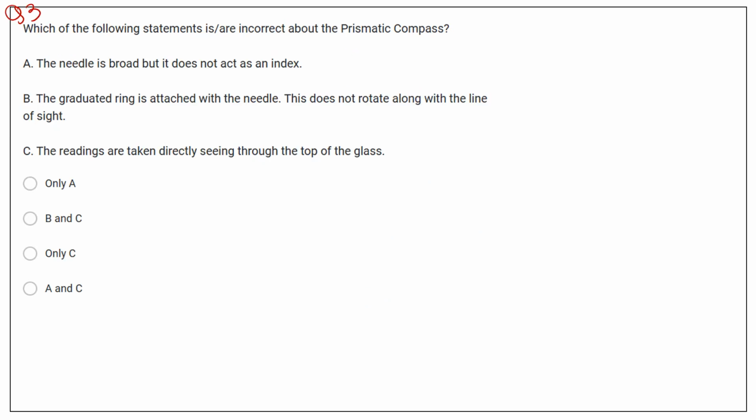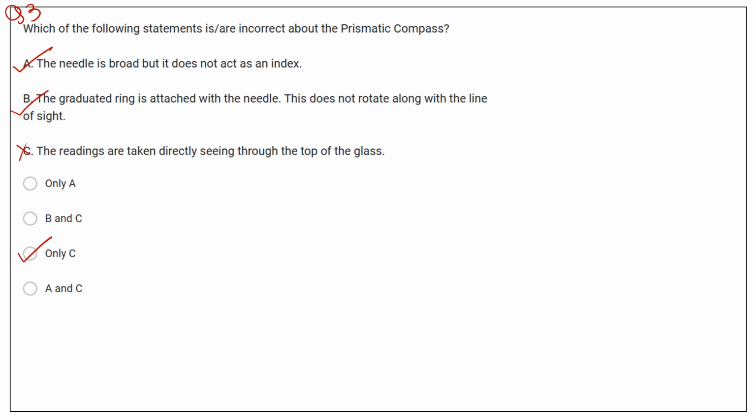Third question. Which of the following statements is or are incorrect about the prismatic compass? So first statement is the needle is broad but it does not act as an index. So first statement is correct. Second, the graduated ring is attached with the needle and this does not rotate along with the line of sight. This is also correct. Then third one is the readings are taken directly seeing through the top of the glass. Okay, so this is not correct. Reading is not directly taken through the top of the glass. So here option number 3 is correct, only C.